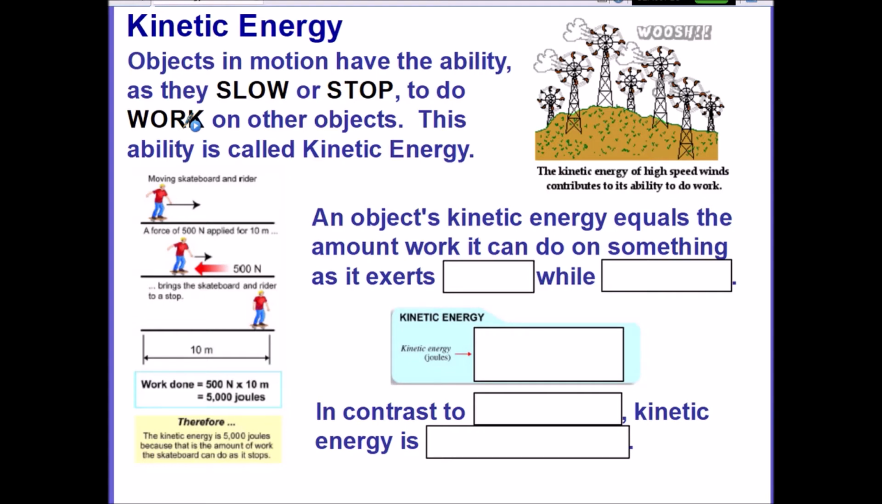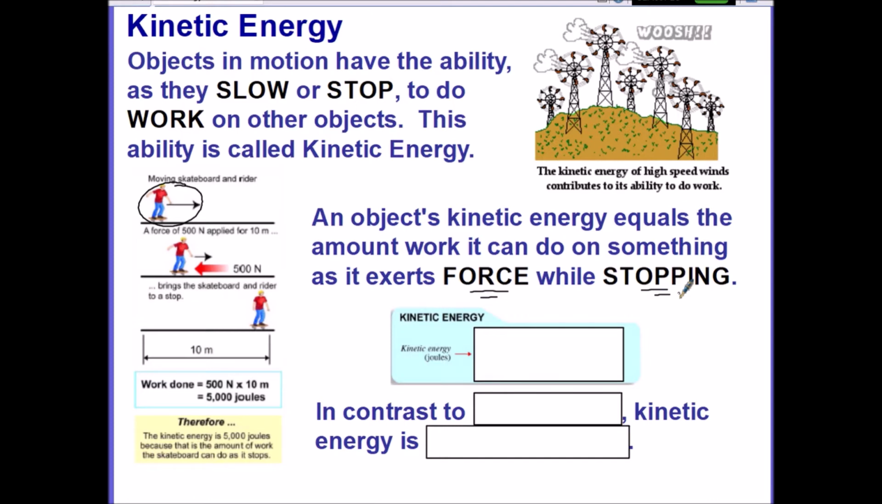An object's kinetic energy is equal to the amount of work it can do on something as it exerts force while stopping. Let's take a look at this picture over here. This person is moving along with a certain speed. They've got a certain mass. It takes 500 newtons of force to stop their motion when exerted over 10 meters. That 500 newtons times 10 meters is 5,000 joules of work. Therefore, we define the object's kinetic energy up here as being 5,000 joules, since that is the amount of work it can do on something while it exerts force while stopping. So that's the definition. The kinetic energy definition is very strongly related to a transfer of energy.